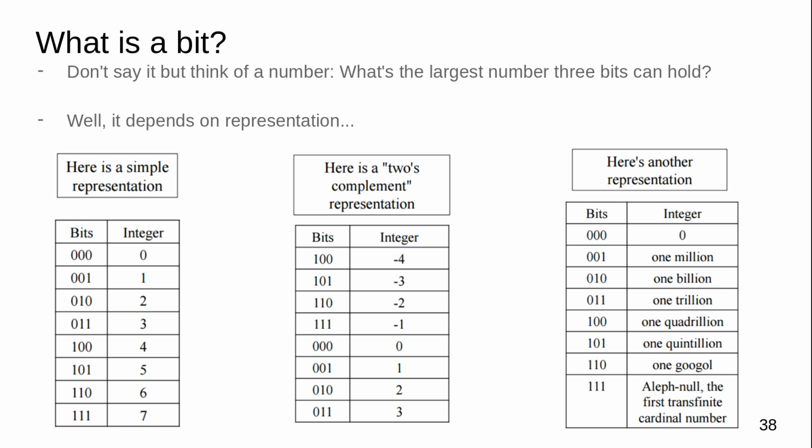Here we have the 2's complement representation. So here we say, if all 3 bits are 0, that represents 0. However, if all 3 bits are 1, that represents -1. If we have 0, 1, 1, that represents 3. And if we have 1, 0, 0, that represents -4. So this is how integers are represented. They use 2's complement.